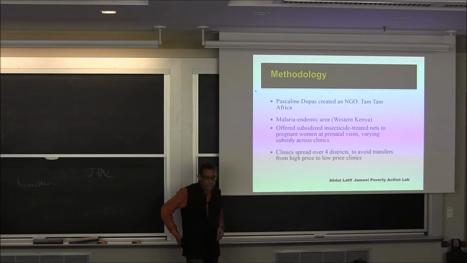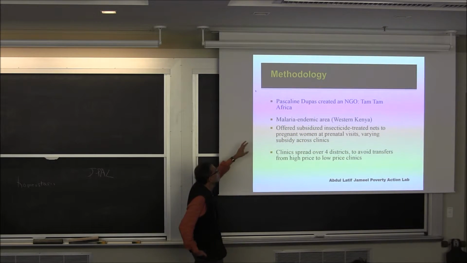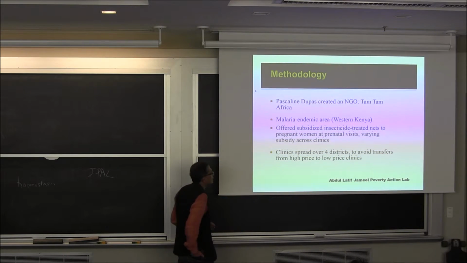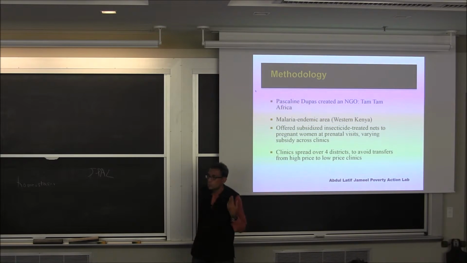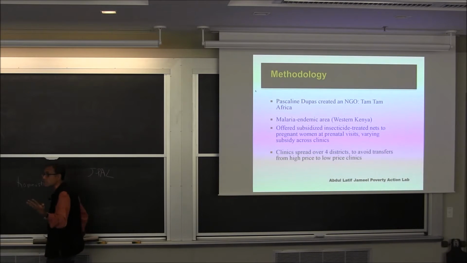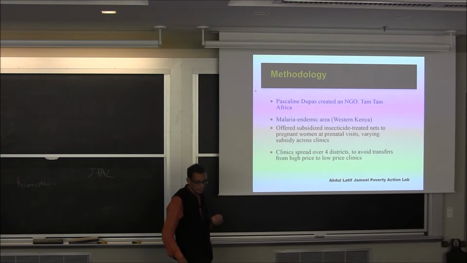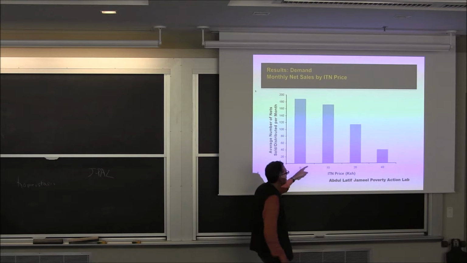So this is another RCT done with Pascaline Jupa, who was a student here for a while and started an NGO in Kenya. She offered subsidized insecticide-treated nets to pregnant women at prenatal visits, and they varied the price. Since she was controlling it, she could offer them at zero price, at 10% of the market price, at half the market price. So the prices went from about 10% of the market price to about half the market price.